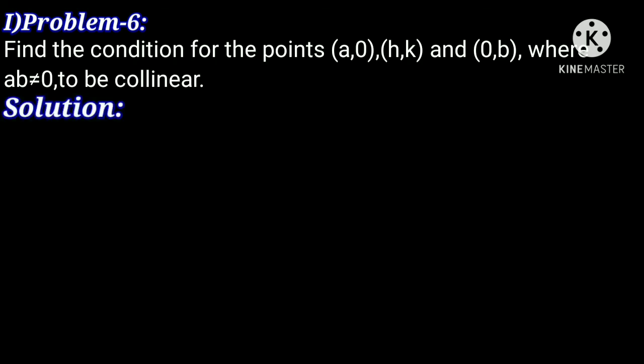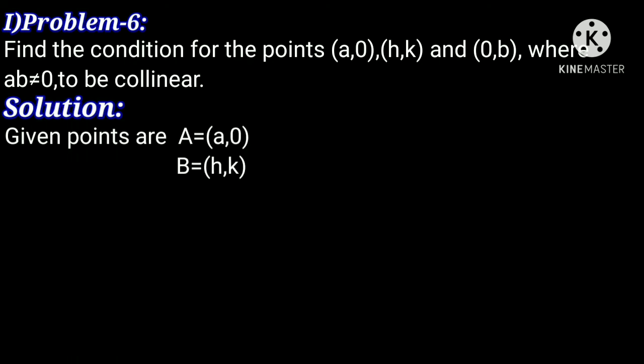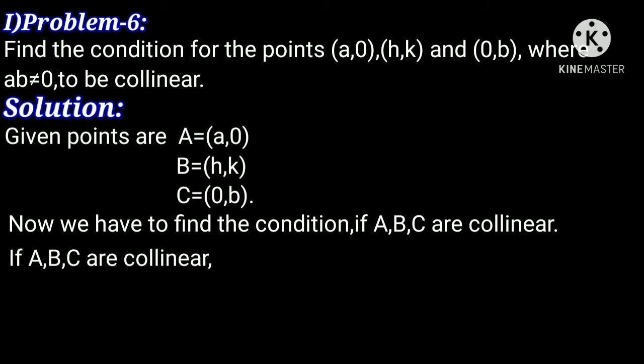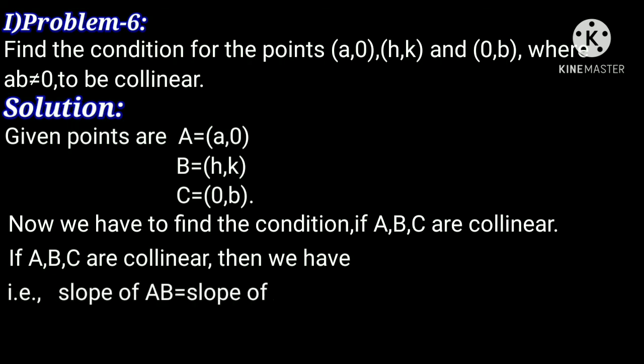Solution. Let us assume that the given points are A equal to (a, 0), B equal to (h, k) and C equal to (0, b). Now, we have to find the condition if A, B, C are collinear. If A, B, C are collinear, then we know that the slopes of AB and BC are equal. That is, slope of AB equal to slope of BC.